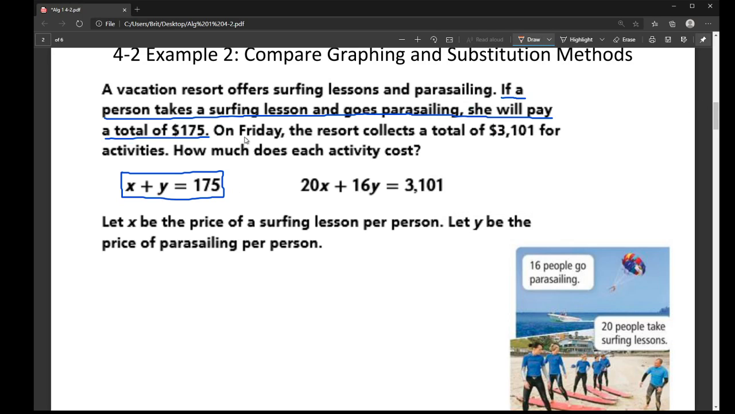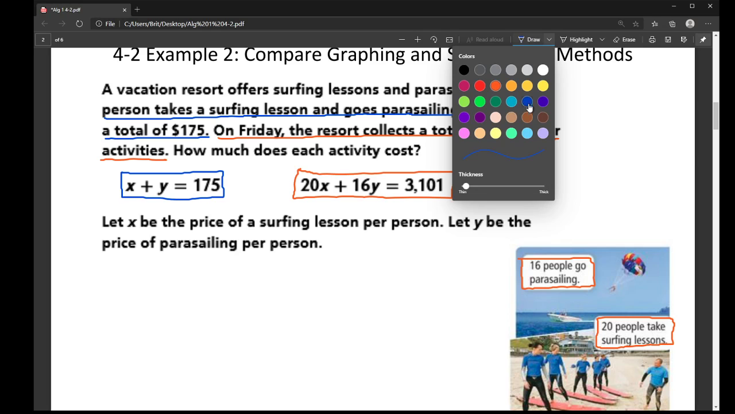So then it says on Friday, the resort collects a total of $3,101 for activities. Now they're using that information as well as this graphic where they talk about the number of people parasailing and the number of people surfing, and together they're able to make this second orange equation.